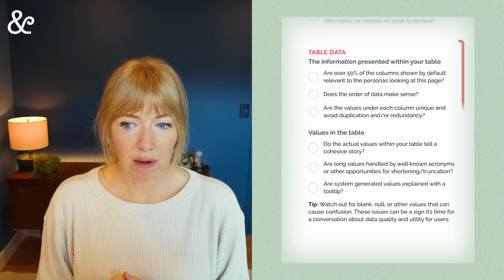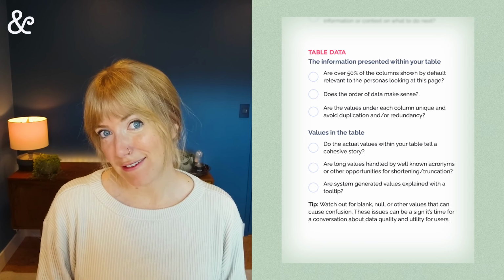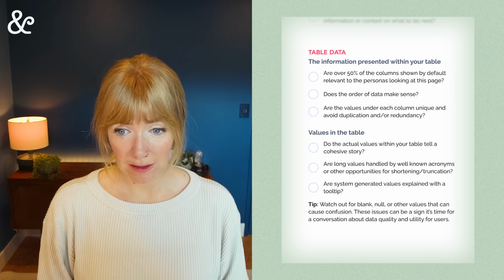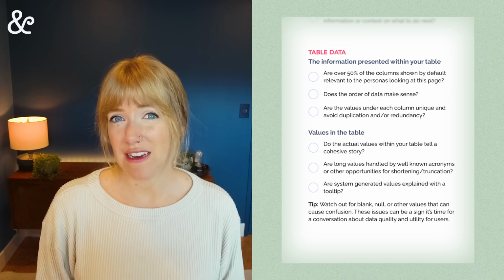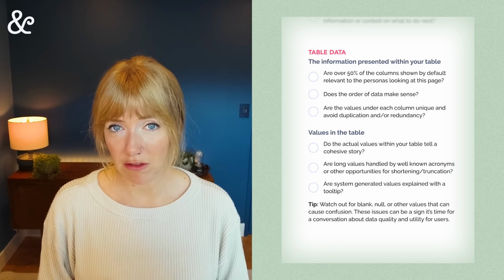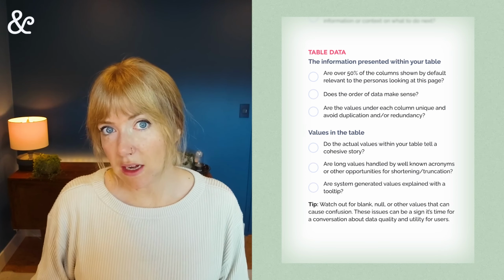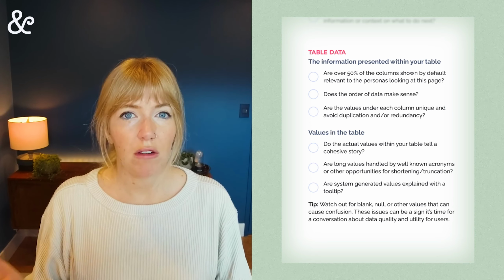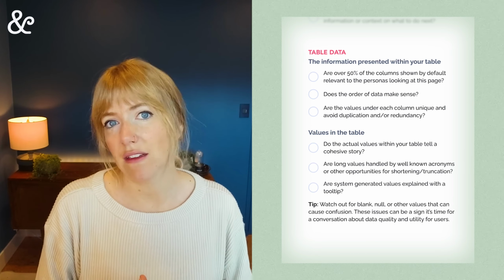So I want to nag you about defaults because that's what I love. Are 50% of the columns shown by default relevant to the personas looking at the page? Does the order of the data make sense? Is it intuitive? Are you listing things out in a literal way according to the database, but it doesn't actually make sense because it doesn't follow a hierarchy that would make sense to a person?